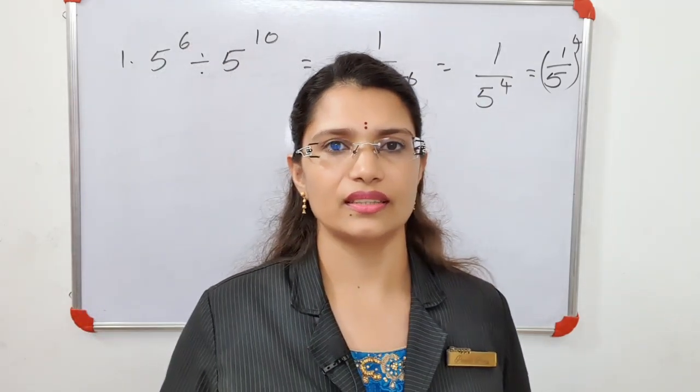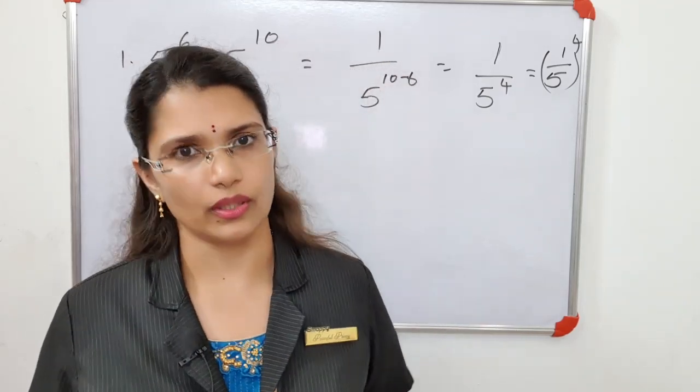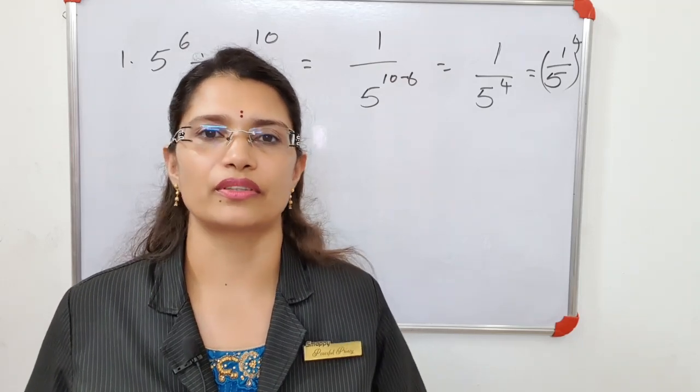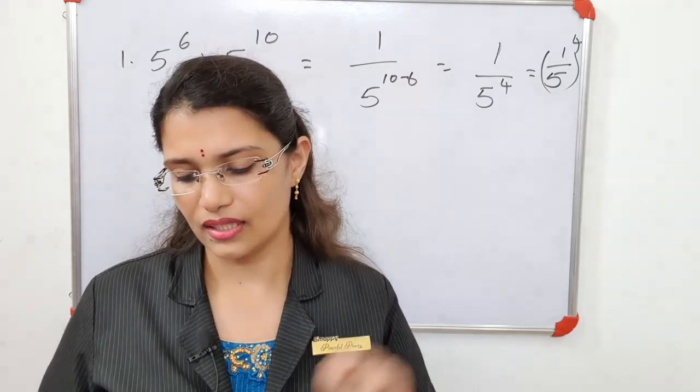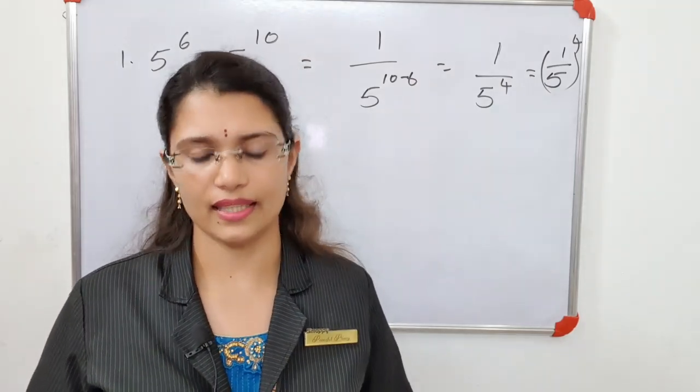So write that in decimal form. You have already studied this in previous classes, right? 1 by 10 is equal to 0.1. 1 by 100 is equal to 0.01. Like that, 1 by 10,000 you must write in decimal form. That will be the final answer.